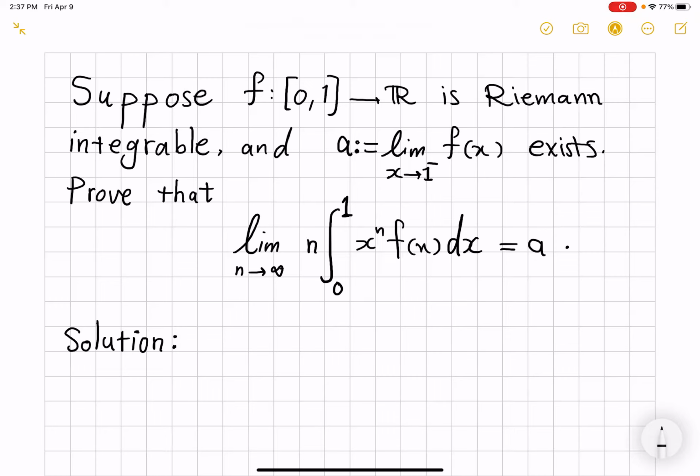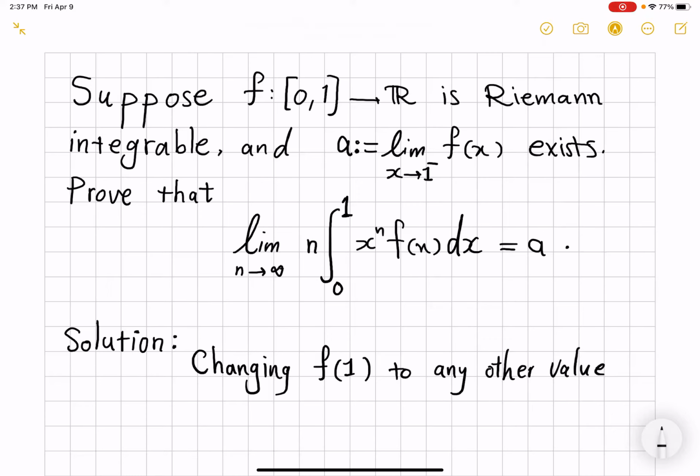So, to start solving this, I want to make the following observation, okay? Changing the value of f of 1 to any other value will not affect any of the integrals involved.